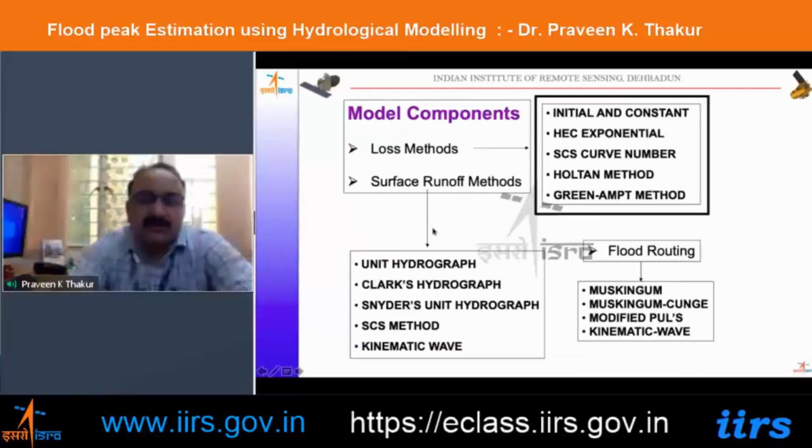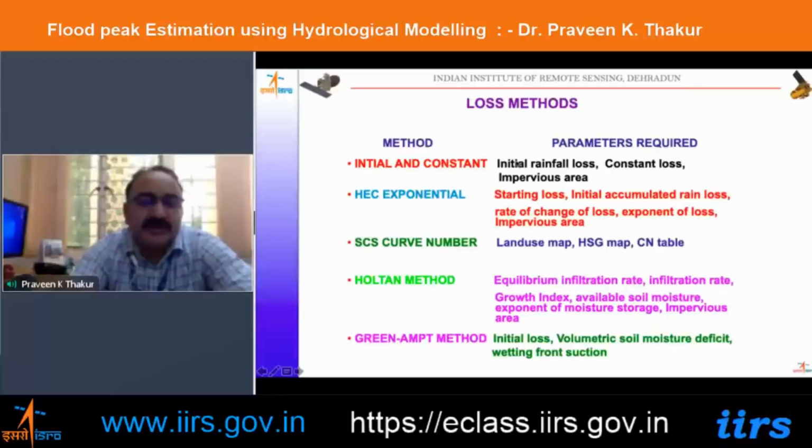This is the main summary, as I told, in the tabular format. So loss methods, surface runoff method, and then the flood routing method. For loss methods, we'll focus on what parameters we need. If you are using the initial and constant, then you need the initial loss, constant loss, and impervious area. Impervious area you can derive from the remote sensing data also.